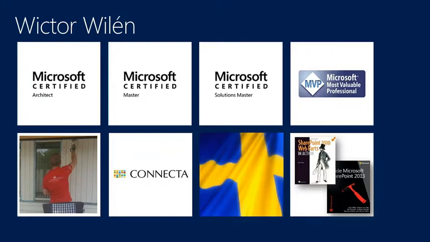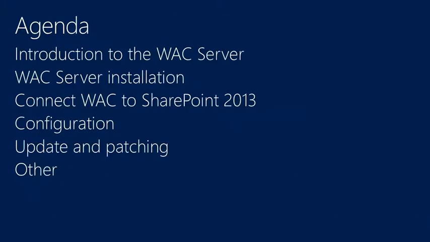So today we're going to talk about the Office Web App Server, or the WAC server. We're going to show you how to install it, create a cluster. So we have two servers running Office Web Apps. We're going to connect it to SharePoint. We're going to talk about how to connect it to Exchange and Lync, but we will not actually do that. Configure it. We will see. I will not patch live here, but I'll walk you through the patching process.